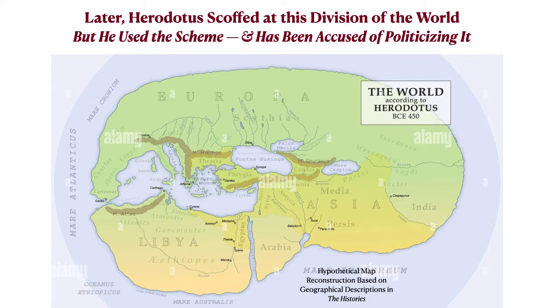And even though Herodotus' work survived, there are no maps that he made, at least that survived. There are no maps at all that survived from ancient Greece. We know they made maps. They described them, but they didn't survive, so we have to sort of reconstruct them. But anyway, Herodotus just sort of scoffed at this division of the world into three parts, of Europe, Libya, and Asia, but he used it.